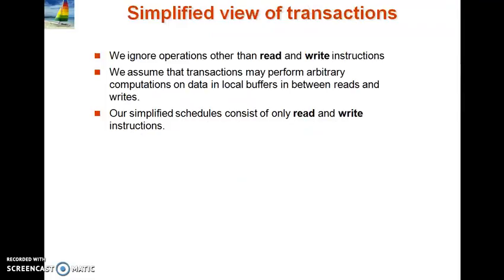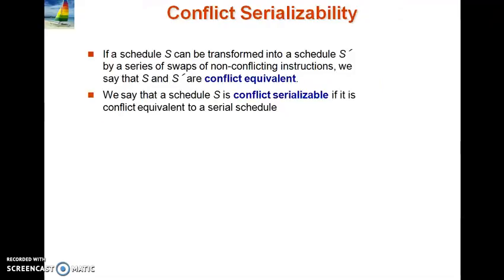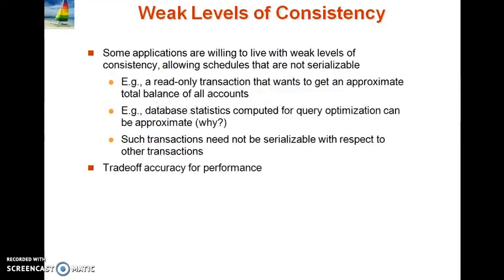Simplified view of a transaction: we ignore operations other than read and write instructions. We assume that a transaction may perform arbitrary computations on data in local buffers in between reads and writes. Our simplified schedules consist of only read and write instructions. If a schedule S can be transformed into a schedule S' by a series of swaps of non-conflicting instructions, we say that S and S' are conflict equivalent. We say that a schedule S is conflict serializable if it is conflict equivalent to a serial schedule.